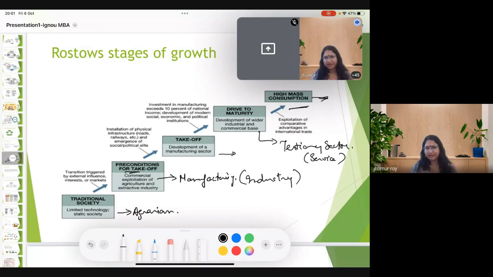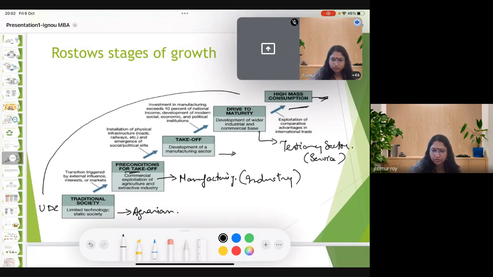They have enough money, they have enough resources, so they want to go and buy the best which is available in the market. They want to invest more, they want to spend more, they want to enjoy life more, they will go on vacations everywhere. So that is the stage where we talk about high mass consumption. That means your economy has become a developed economy. Is it clear? So it is the process of an underdeveloped country becoming a developed economy. Okay, so that is what is explained through Rostow's stages of growth.